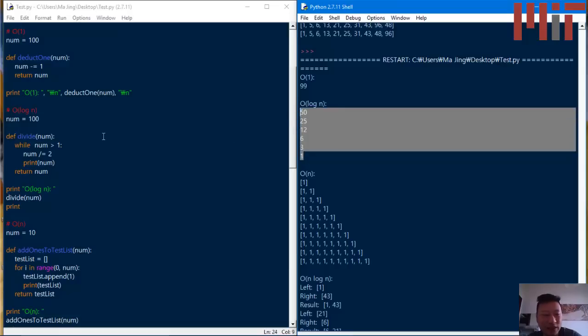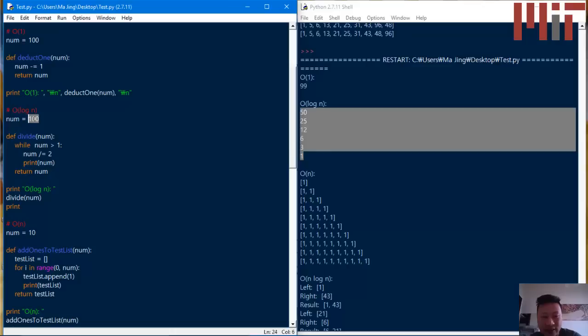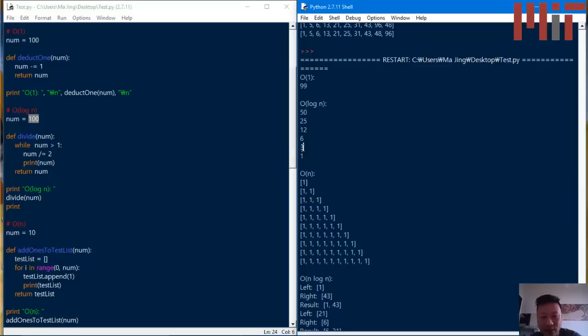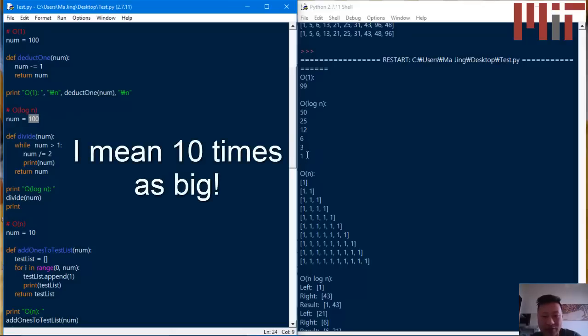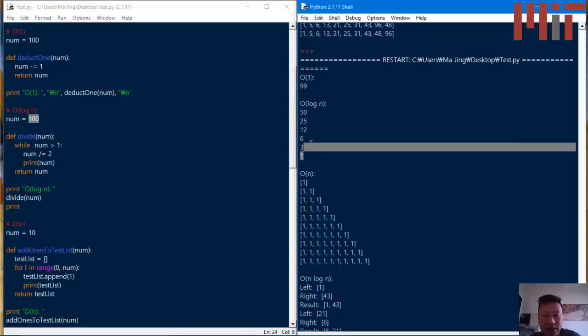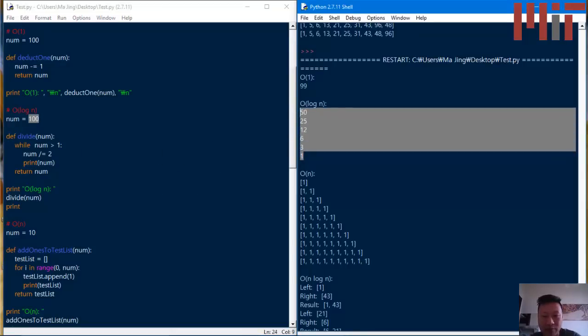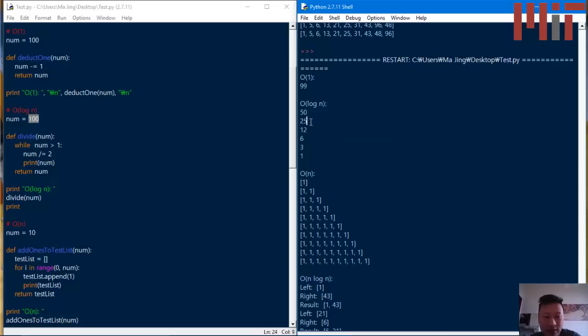But hold on, this is quite strange, isn't it? The initial number was 10. For an input of 10, we had 3 steps. 10 became 5, became 2, became 1. But now we increased the number tenfold, from 10 to 100. So the input is 10 times as big. But the amount of steps that it takes for this algorithm to complete only became 3 bigger, right?